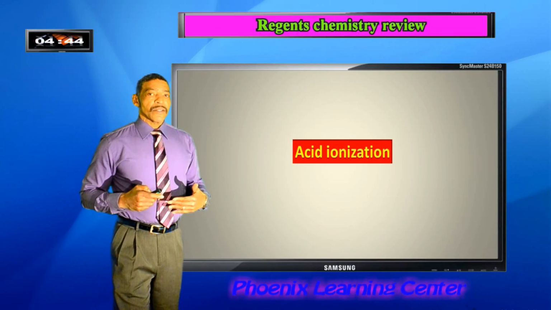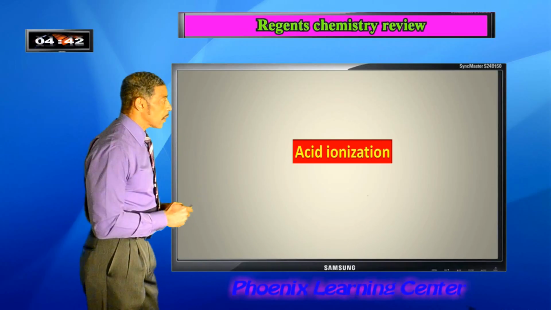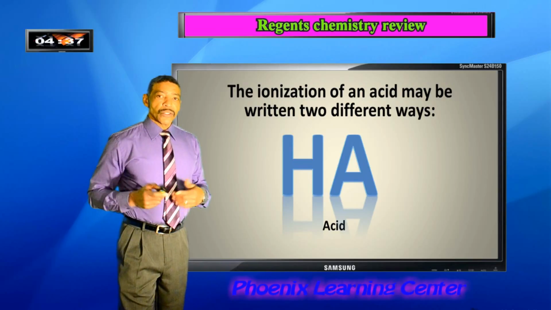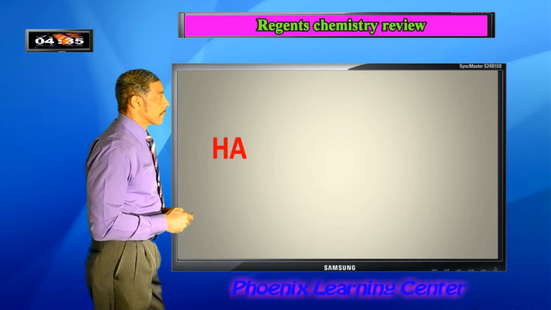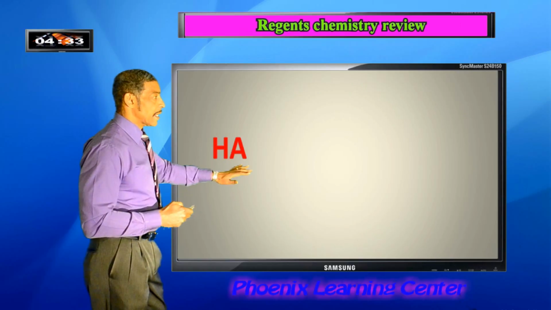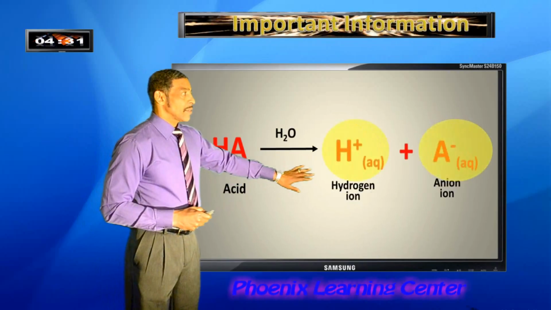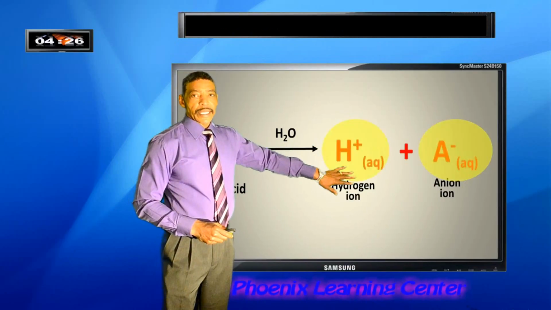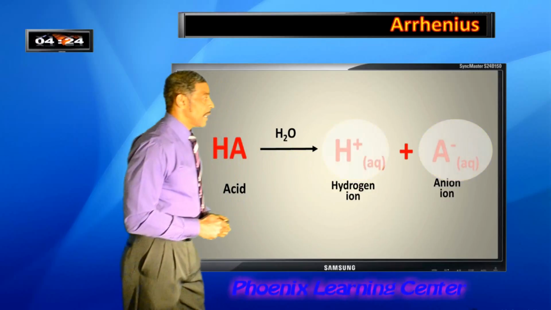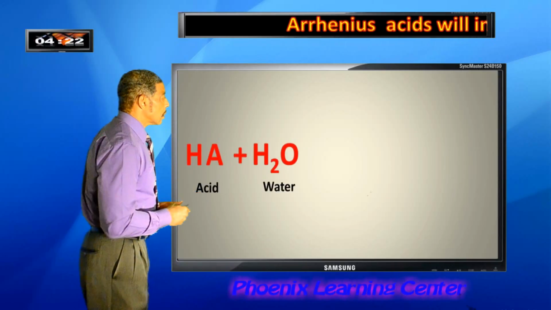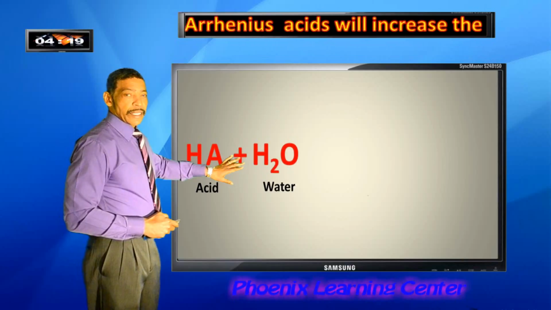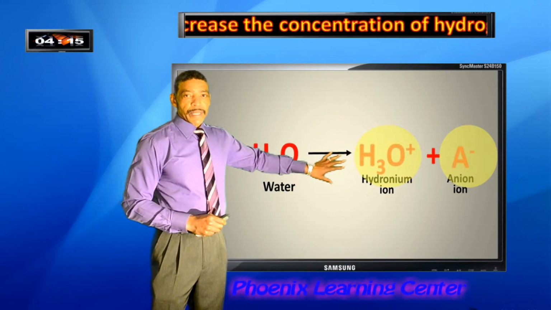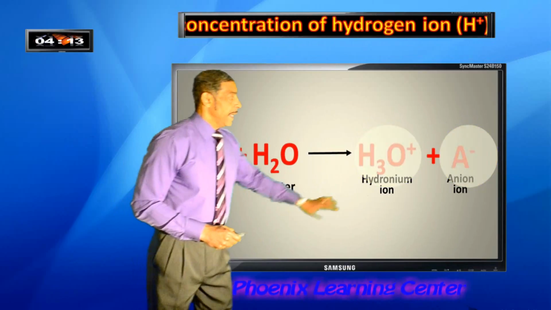When acids are added to water, they will dissociate or ionize. The ionization of an acid may be written two different ways. One way is to write HA ionizes in the presence of water to produce the hydrogen ion and the anion, A minus. Or we may write HA reacts with water to produce the hydronium ion, H3O plus, and an anion.